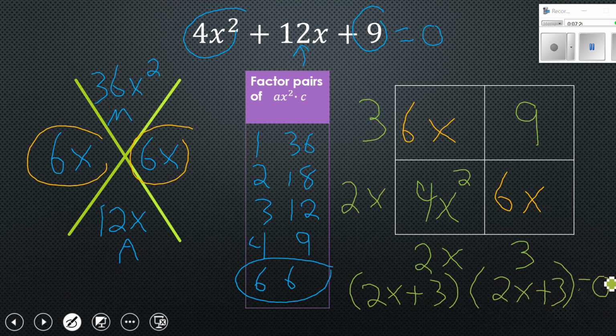And remember that equation is equal to 0. So at this stage, to finish the problem, we need to take our factors and set them equal to 0. So I'm going to give us some room here that we can do that with.